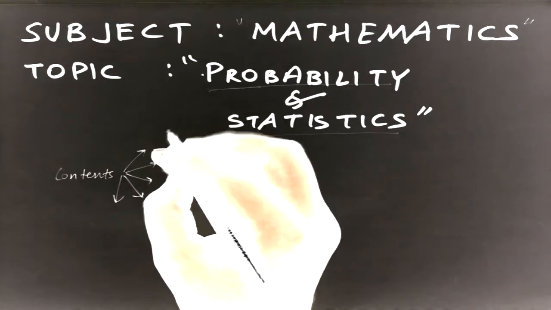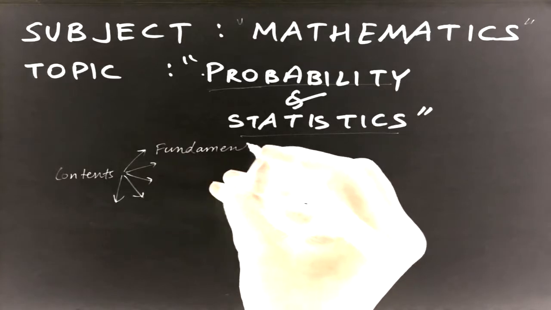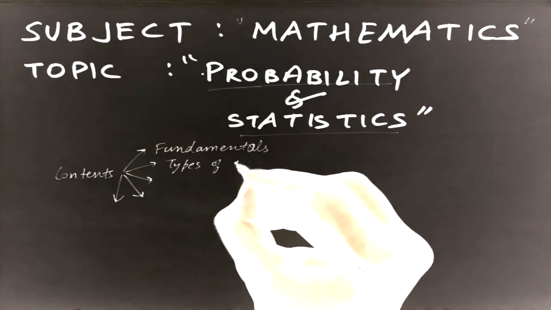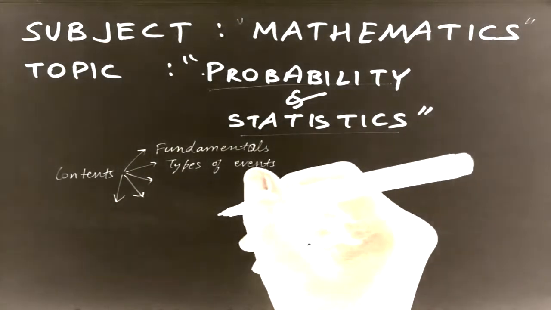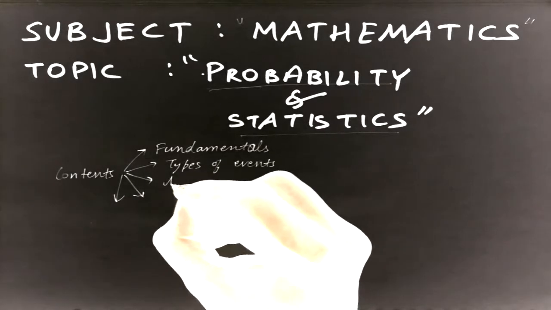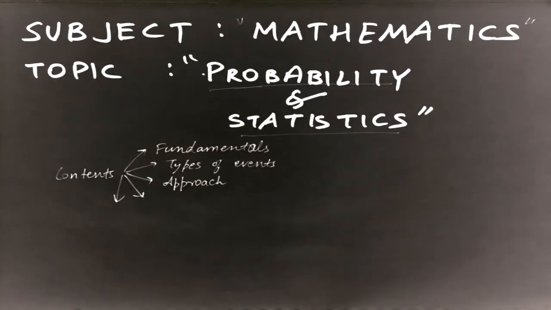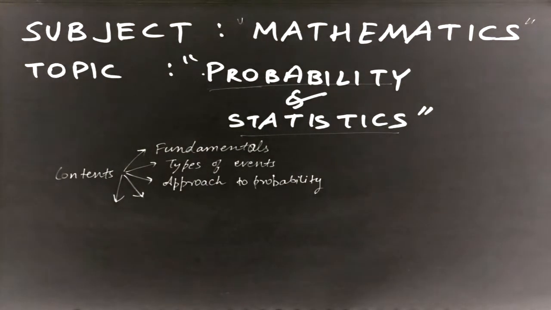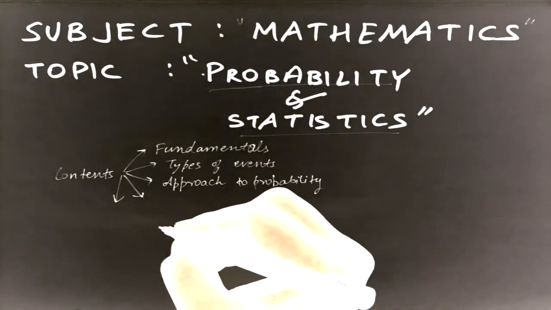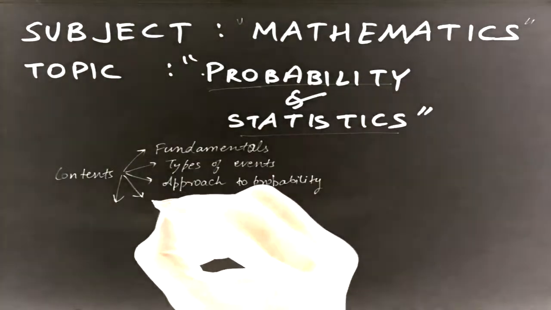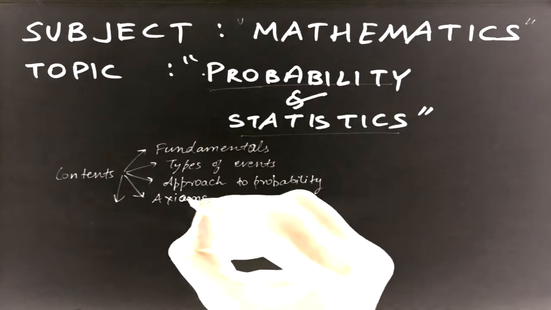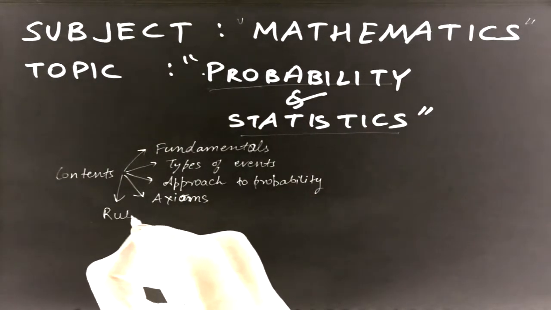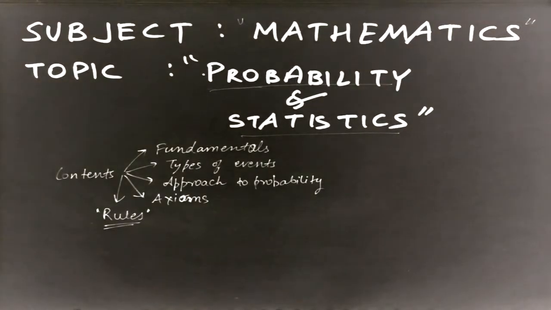The first is... then we will come to talk about types of events. You will understand how many types of events are there. Then we will understand how we approach probability. Then we will understand some of the axioms of probability, and at last we will learn some rules regarding the probability.